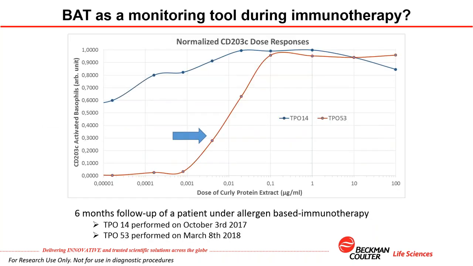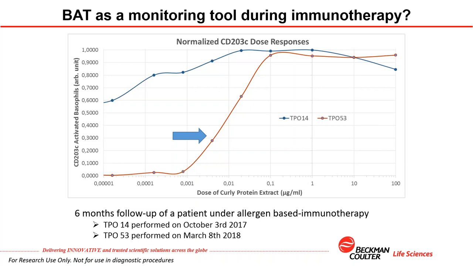Another question that has been shown in the recent literature in the context of basophil activation testing is related to the use of BAT as a potential biomarker for patients and immunotherapy testing. At least, BAT was assessed together with other techniques as a potential biomarker.